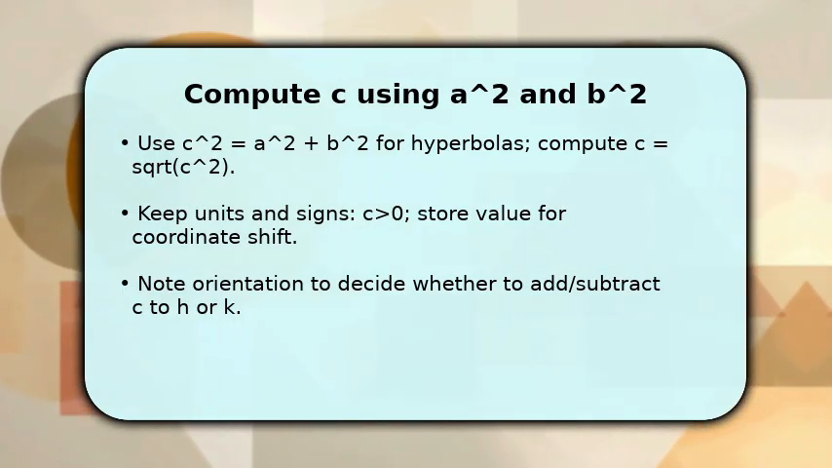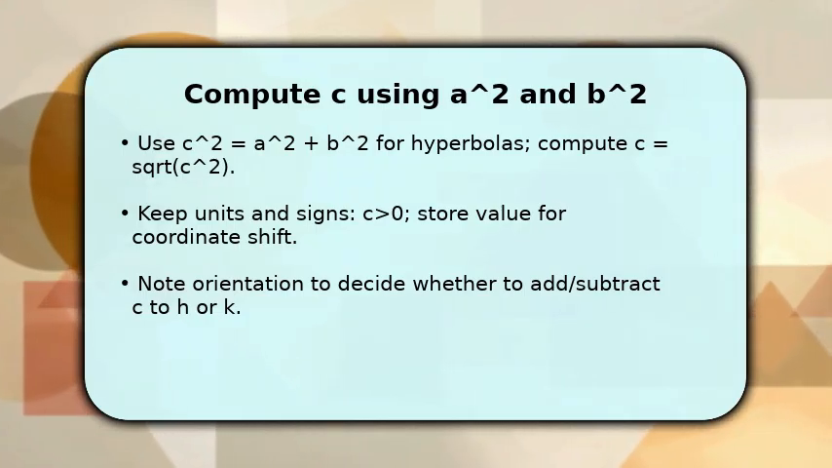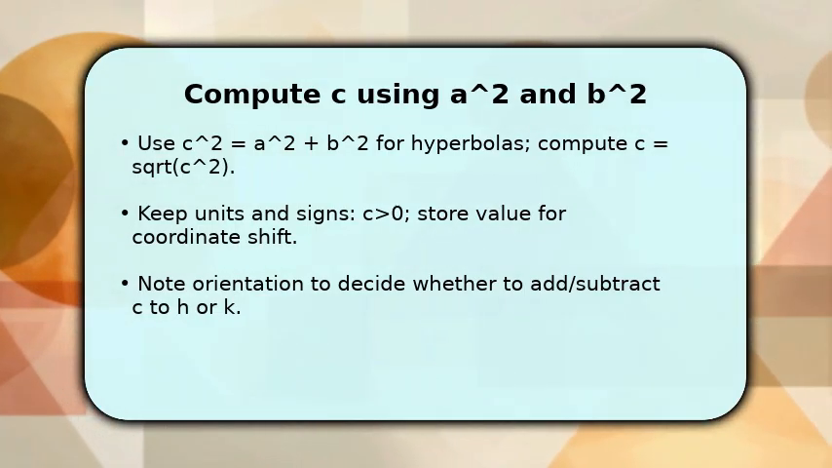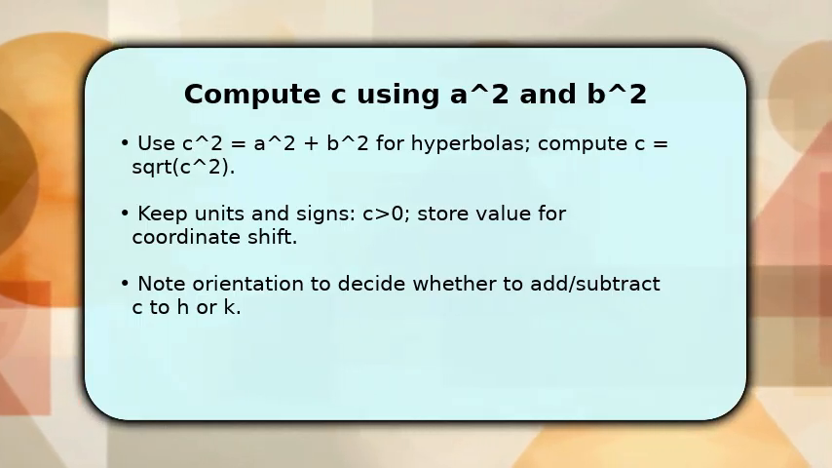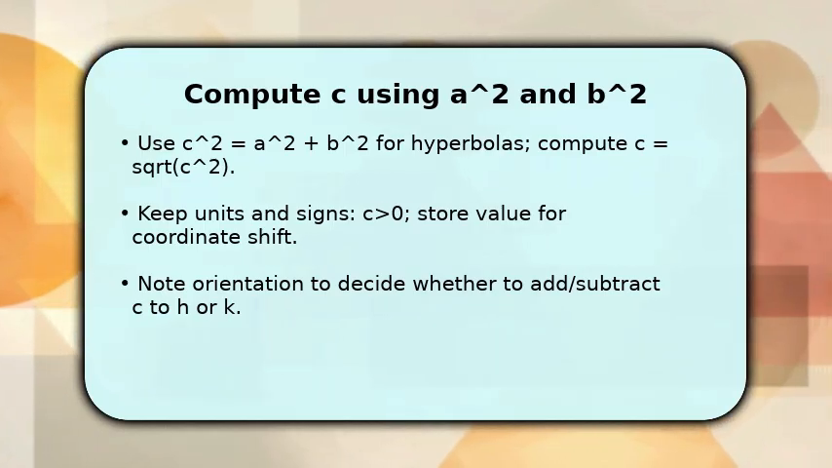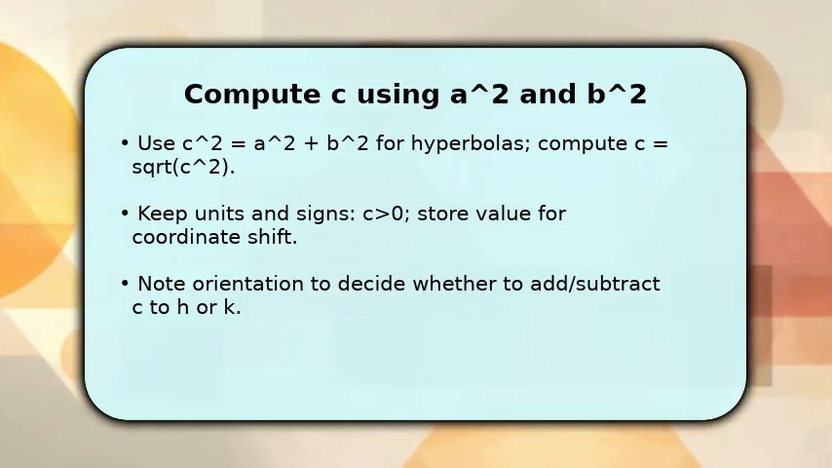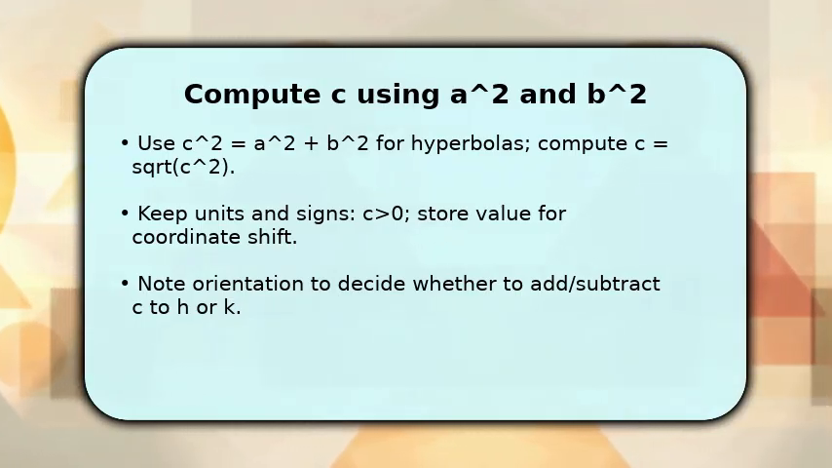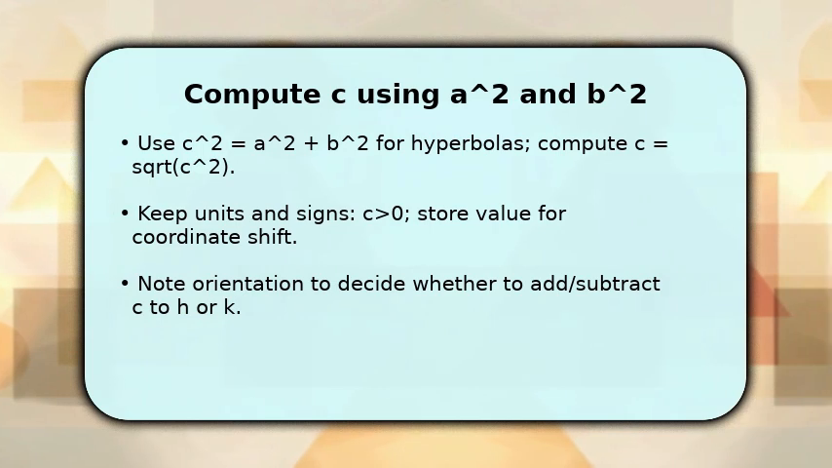Understand why. For hyperbolas, the foci lie along the transverse axis beyond the vertices, so c must be larger than a. Once you have c, decide how it affects coordinates. For a horizontal transverse axis, you will shift the center horizontally by plus or minus c. For vertical, shift vertically. Finally, place the foci by shifting the center by c along the transverse axis.